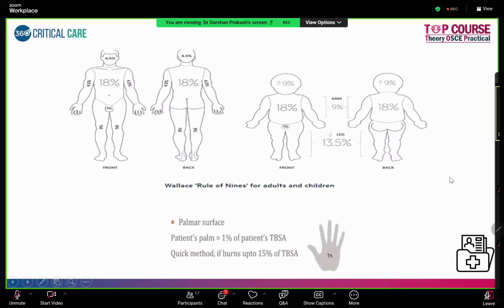The other way to assess burns injury is the palm rule. What usually has to be thought about is, whenever we talk about the palm rule of assessment of involvement of total body surface area, it is the patient's palm.